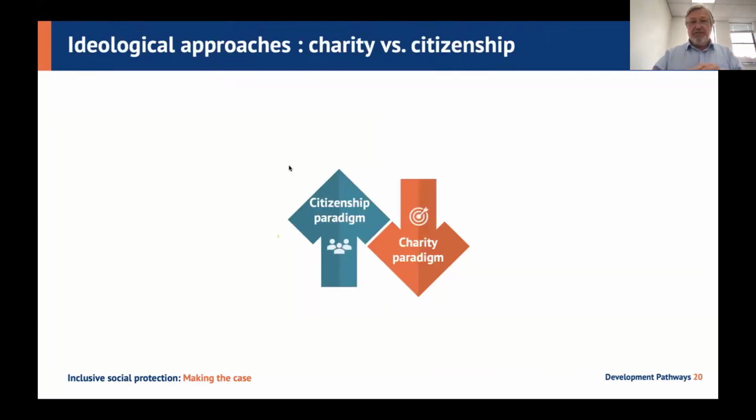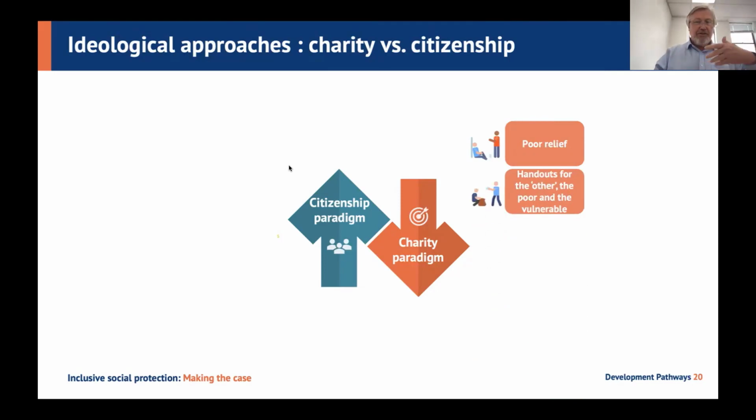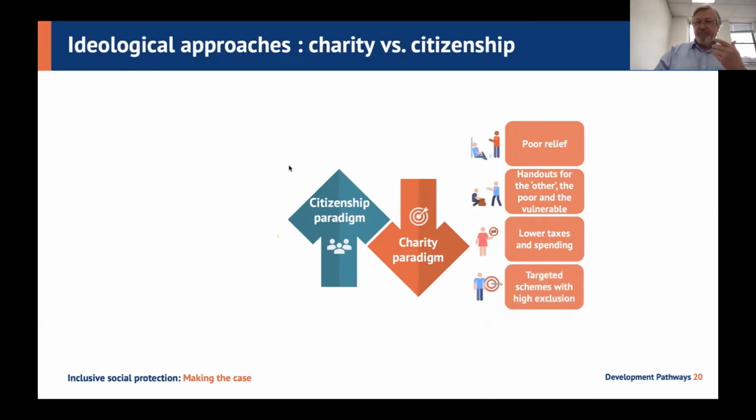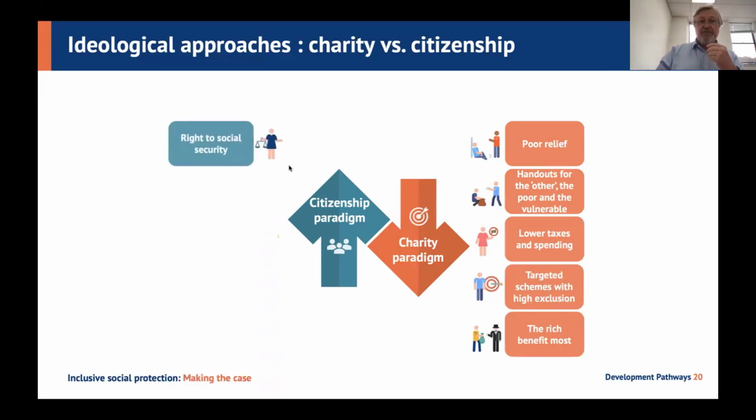And underlying these two different approaches, I think, are very different ideologies. This charity paradigm of investing in poor relief or means-tested schemes is very much about giving handouts to the other people who are different to us. It's about low taxes and spending, very much driven by a neoliberal ideology, and leads to these targeted schemes with high exclusion. And of course, it's the rich that benefit most from this, because they actually pay less taxes.